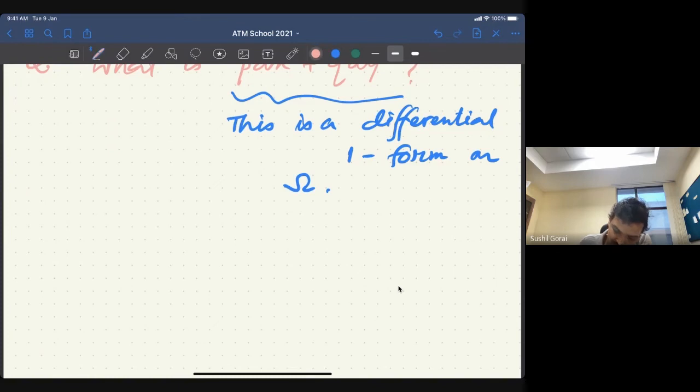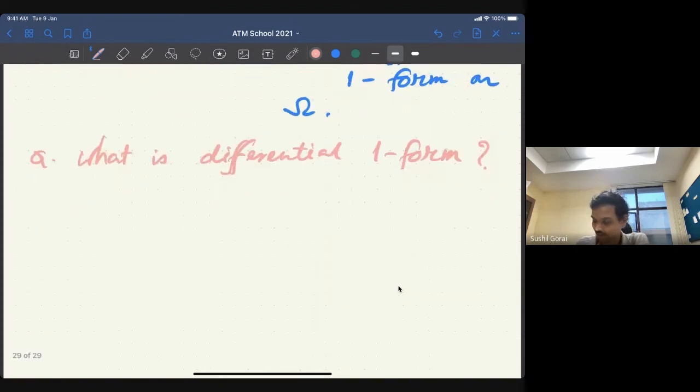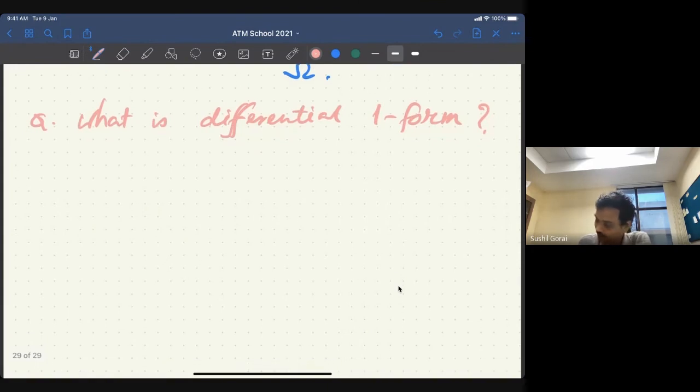So the question remains, what is a differential one form? I'm not going to use this anymore. Since I have only a few minutes left, this is a brief discussion, nothing more. So don't be afraid if you don't understand it properly. You are not expected to understand it in 5 minutes. It needs quite a bit of time. It's just a brief discussion.